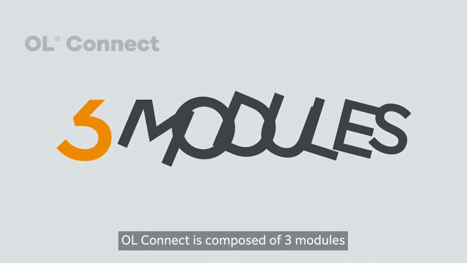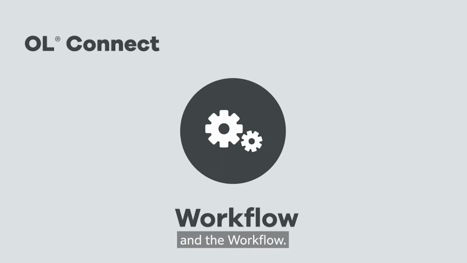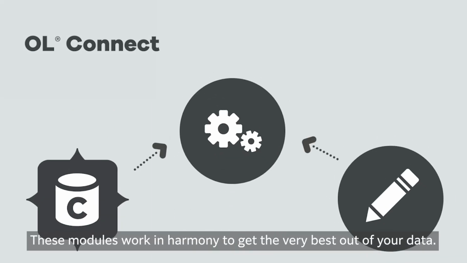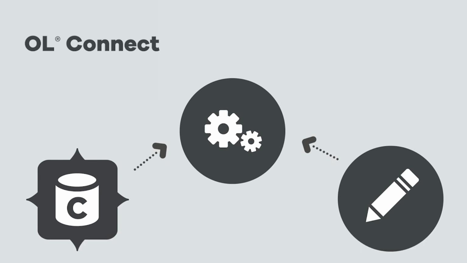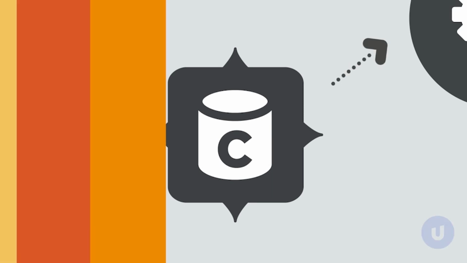OL Connect is composed of three modules: the data mapper, the designer, and the workflow. These modules work in harmony to get the very best out of your data. Let's start with the data mapper.